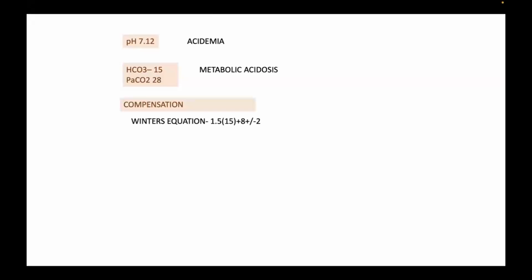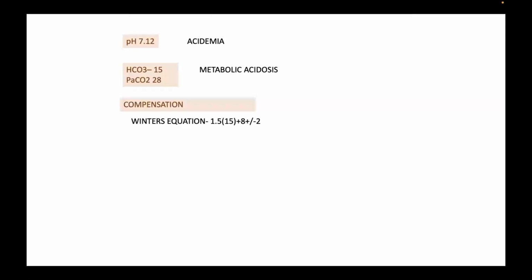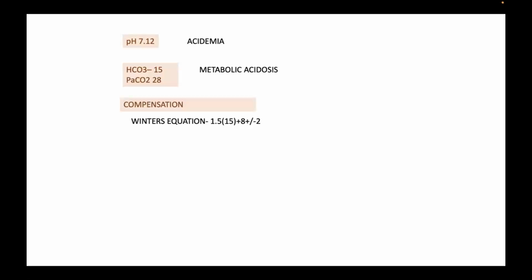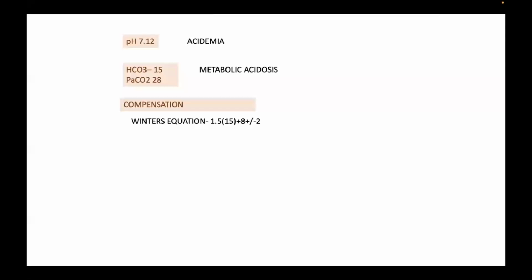Pradeep? Sir? 1.5 times into? Bicarb, sir. 1.5 times into bicarb. Yes. Plus 8 plus or minus 2. Okay. So I got around 32. Yes, sir, it's compensated.